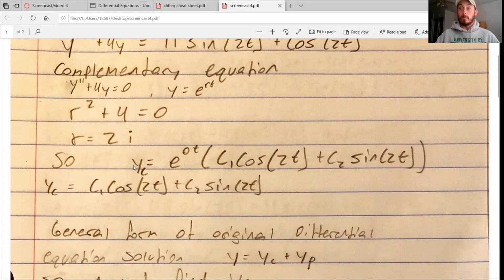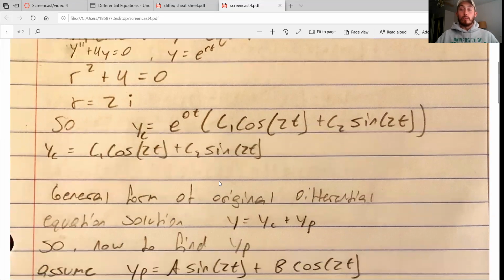general solution for our complementary equation will look like this. So yc equals e to the real part, which was 0, plus c1 constant cosine times our imaginary part times t, which was 2. And then that's the only place that our imaginary part shows up. So we're really just going to have c1 cosine 2t, c2 sine 2t. And that's our complementary equation general solution.